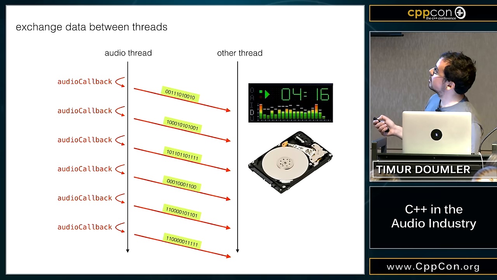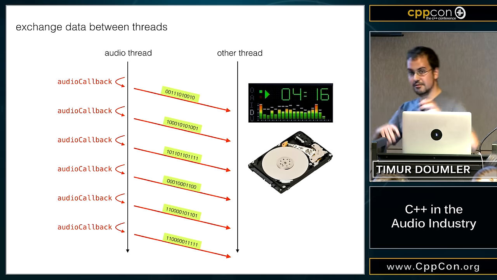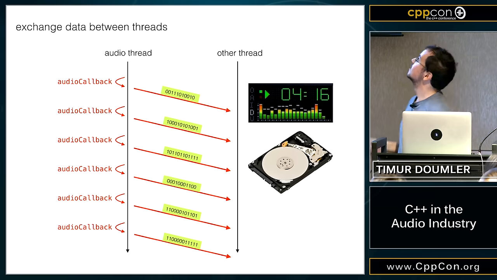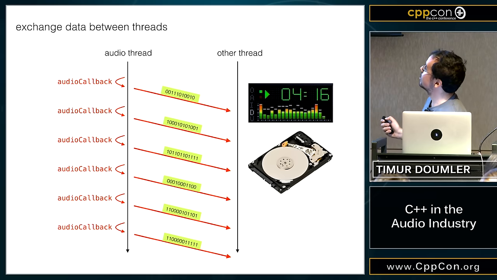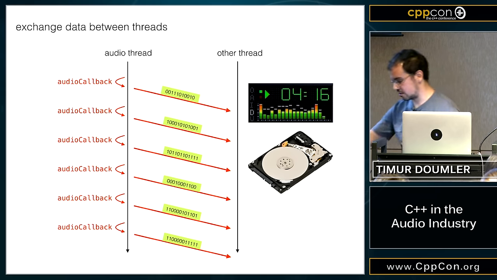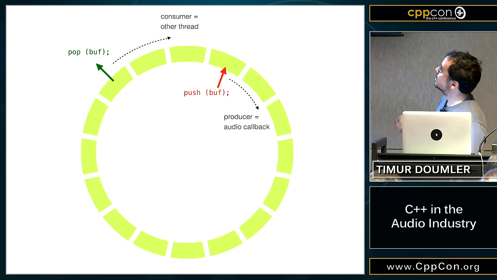Also the other way around: if you have the audio callback and it generates data, maybe you want to visualize the audio for the user, or you want to write it to the disk. The difference here is that the data is written in a continuous rhythm, because the audio callback is a regular tick. So it's the same thing the other way around. The audio thread just pushes its data regularly and goes round and round, and then you have some thread that pops these chunks of data, which can be really anything, and does something with them.